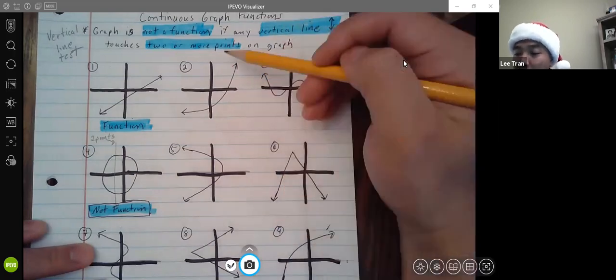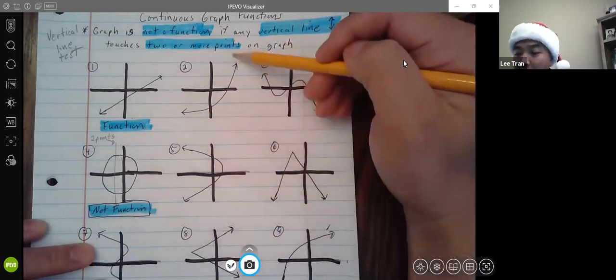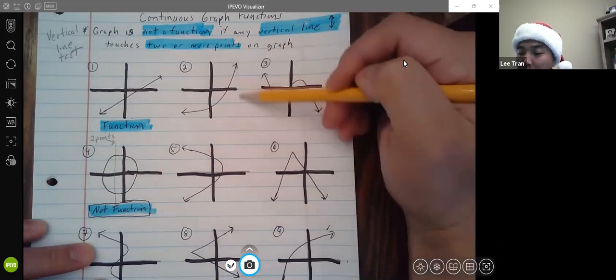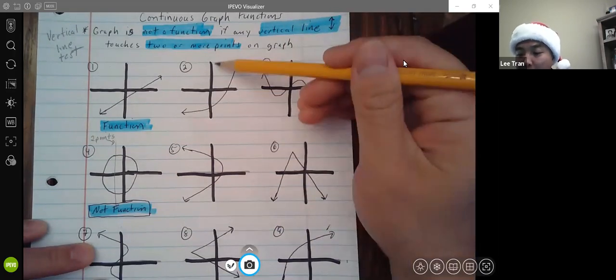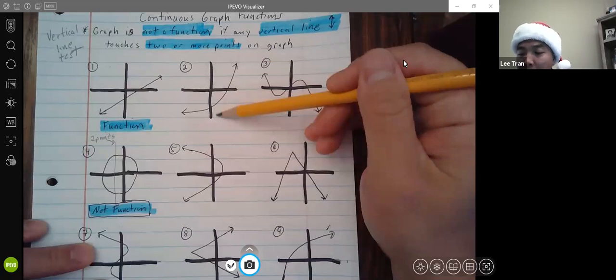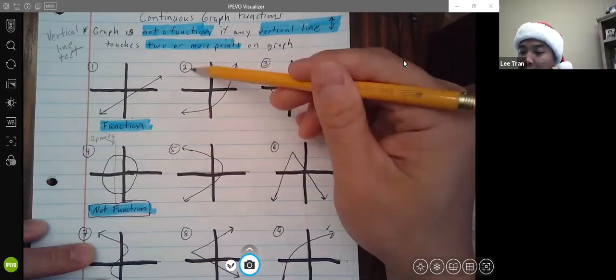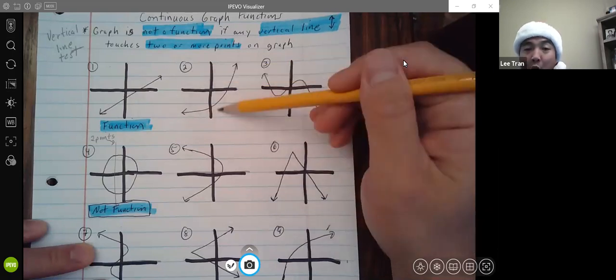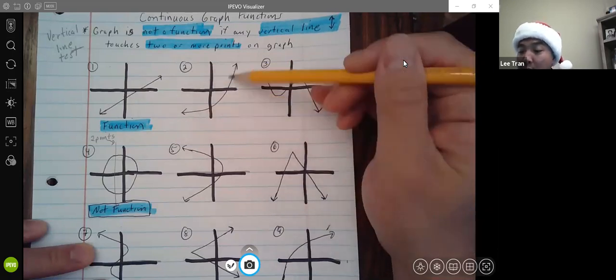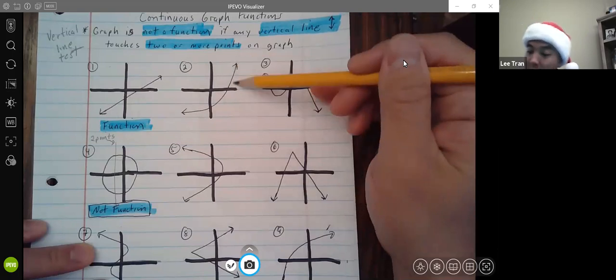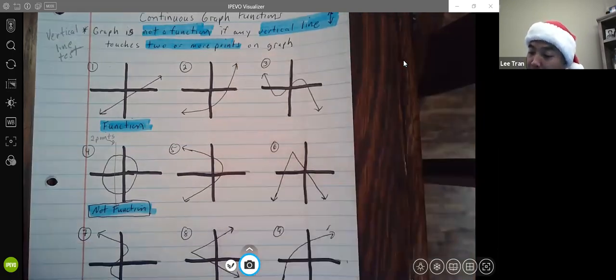So in number 2, anywhere that I draw a vertical line, it's only going to hit 1 point. There's no vertical line anywhere here that I can draw where it hits 2 or more points, okay? So this one would be a function.